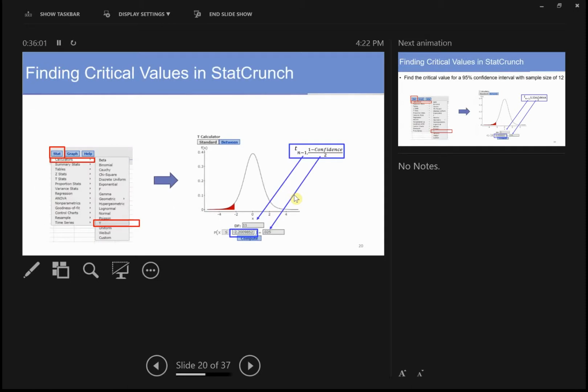And so this is what it looks like, right? We go to calculators, t instead of normal. We have to put n minus 1, right? The sample size minus 1. This is where I had a sample size of 12, okay? I put in 1 minus confidence divided by 2, so I'm working with a 95% confidence interval here, right? So there's 2.5% in the tail, and that's going to be my critical value right there, minus 2.2.